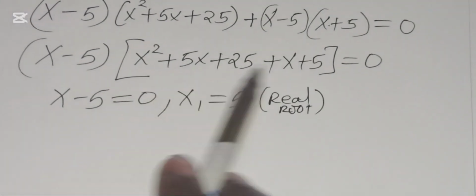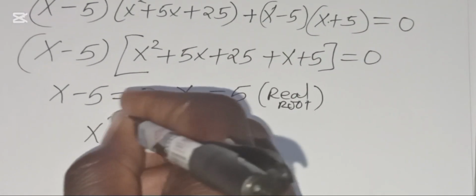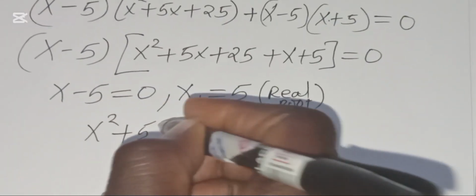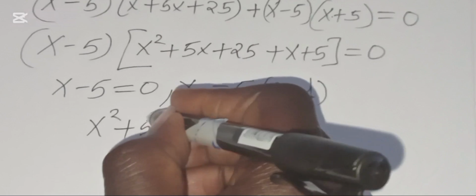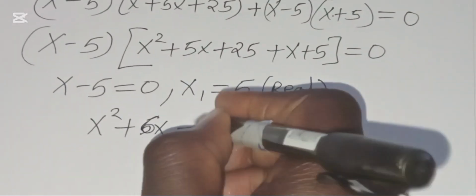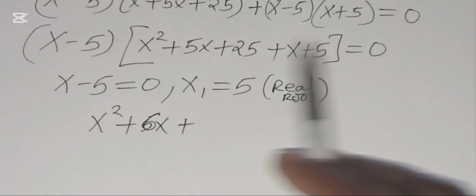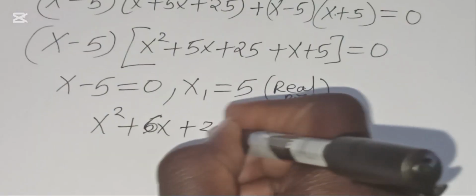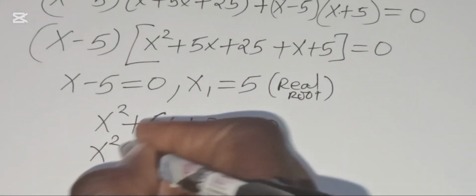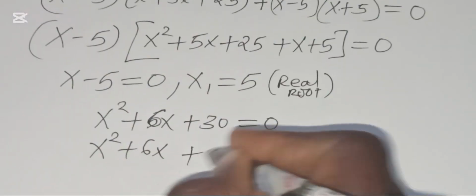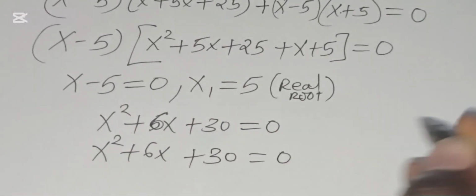Now the second part, we have x squared plus 5x. We can call this 5x plus x, so this is 6x, plus 25 plus 5, so this is plus 30. This is equal to 0, okay? So we have x squared plus 6x plus 30 equal to 0.